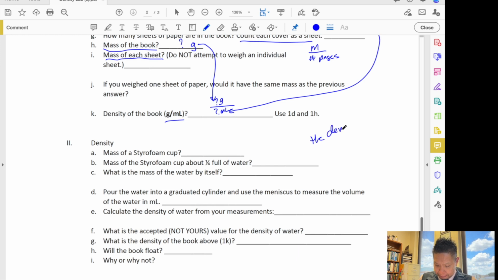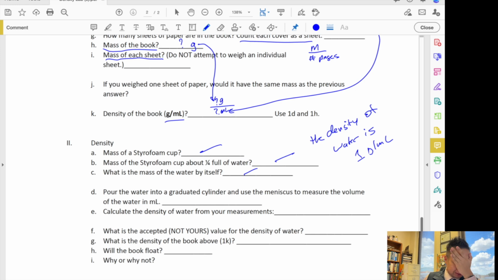The density of water is 1 gram per mil. So you don't have to do this, because all it's doing here is making you weigh out some water, and weigh and then find the volume of the water.